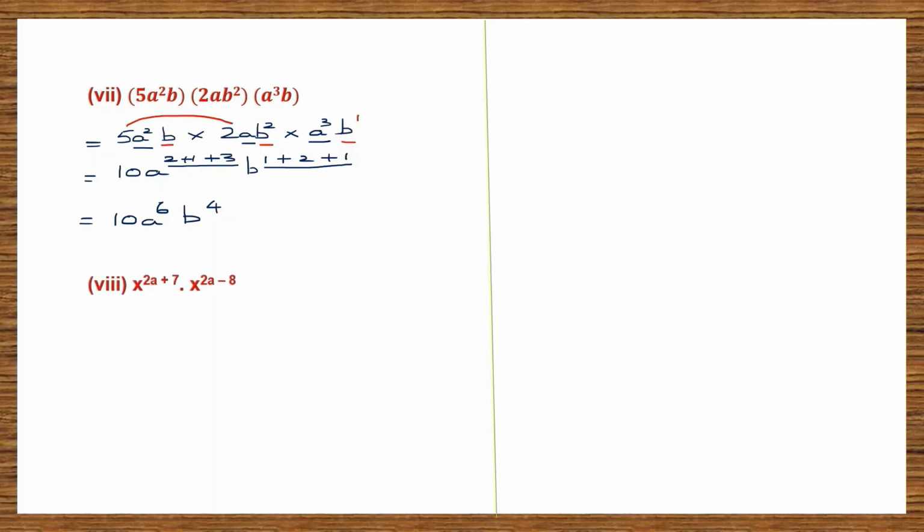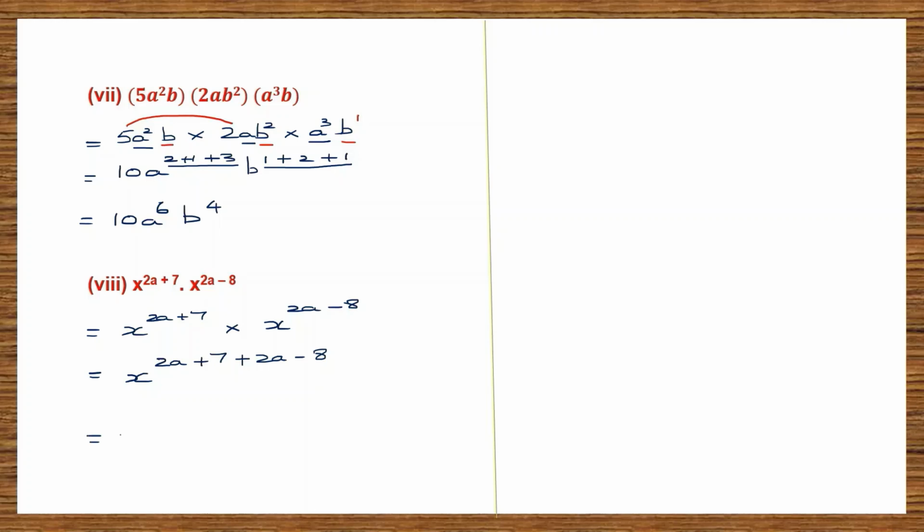Next one, the eighth one, is x raised to the power of 2a plus 7 into x raised to the power of 2a minus 8. Now here the base is the same, isn't it? x raised to one part and x raised to another part. So the base x is the same and it is multiplication. That means we have to simply add the powers. The base will remain the same. So here what do we write? x raised to the power of 2a plus 7 plus the other power, which is 2a minus 8.